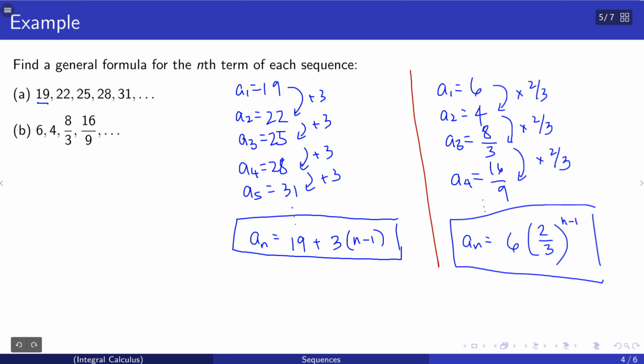And these two sequences are called arithmetic and geometric sequences. Arithmetic because there's a common term that you're adding to each one to get to the next. So you're adding the same thing throughout from term to term. Here, for the geometric sequence, you're multiplying by the same thing throughout to get to the next term.